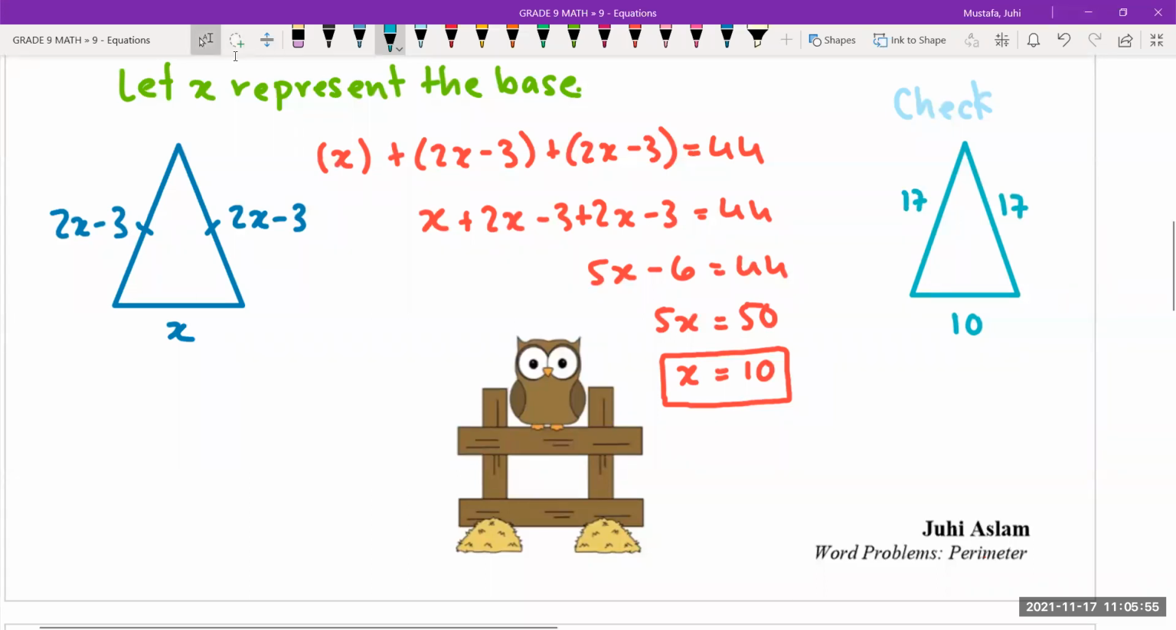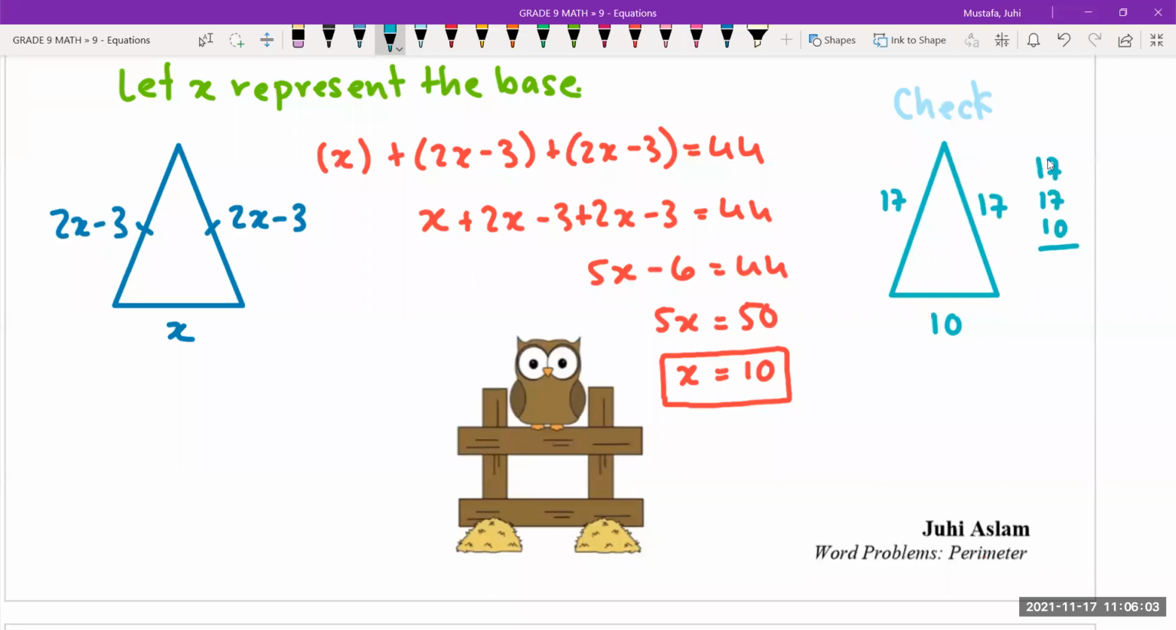And according to our question, when we add up all of these side lengths, what should it equal? Good. So let's try 17 plus 17 plus 10. 7 plus 7 is 14. Carry the 1. 1 plus 1 plus 1 is 3. So this actually works out perfectly.